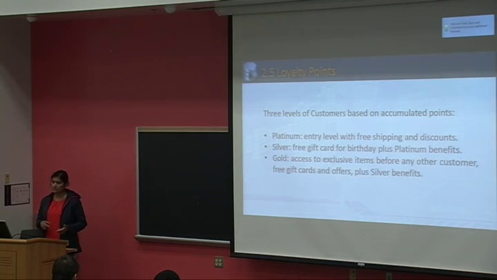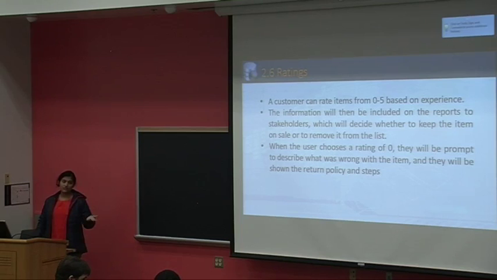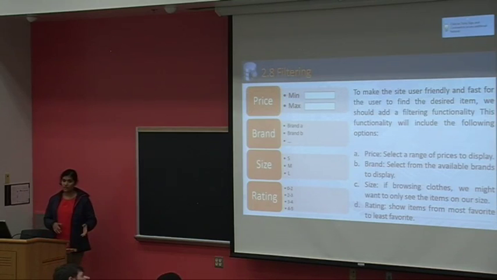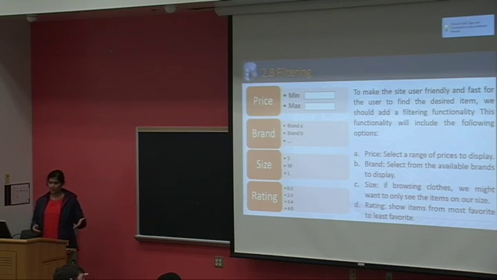Talking about ratings, our users can rate and review items, and based on their ratings, we will be showing a 0 to 5 star rating. Browsing is based on the categories, and the new feature we have added is filtering. Once you've searched for an item or browsed to an item, you can filter them based on price, brand, sizes, if applicable, and the rating of the item.